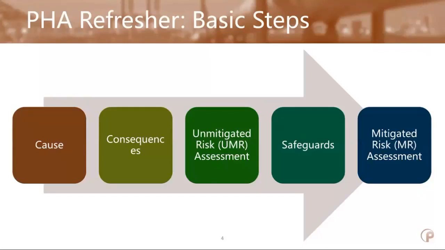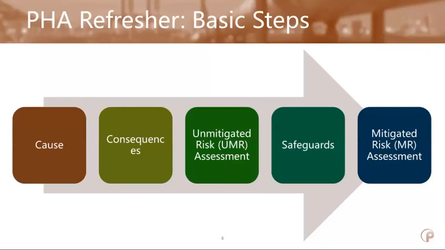So each cause could have a consequence or multiple consequences, and then they rank what those scenarios are. A lot of companies really rank the unmitigated risk. They say, if we didn't have anything in place to keep us safe, how would that look? What is our risk ranking? And we'll talk a little bit about that in a moment.